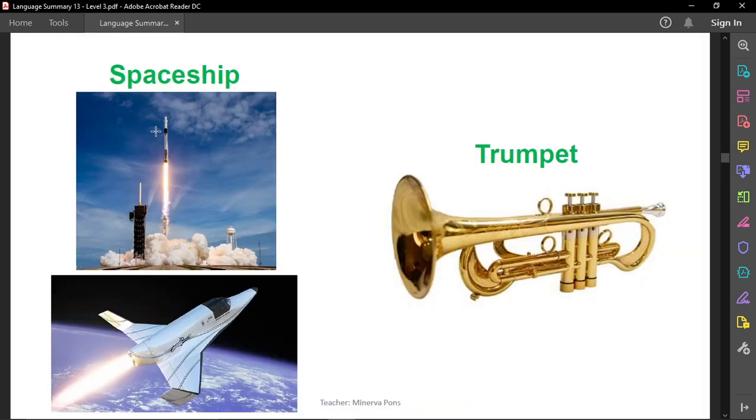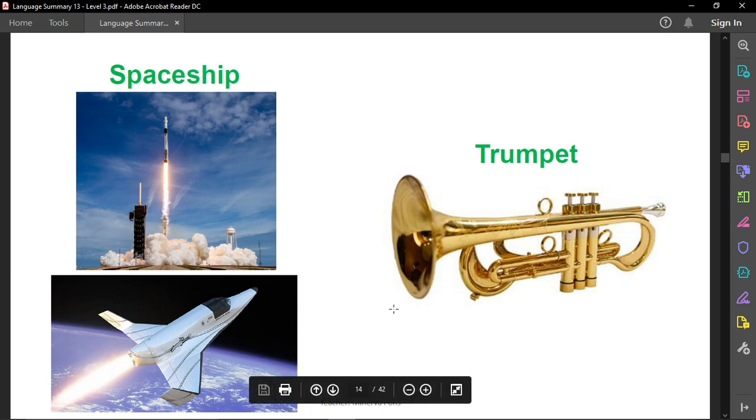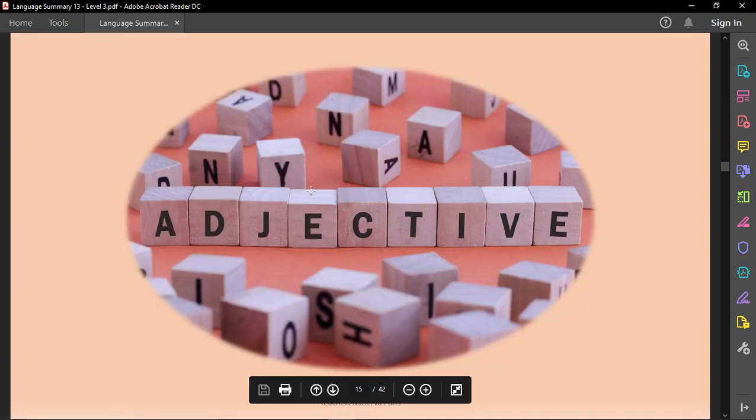Spaceship. It's a ship for space, so it's a spaceship. Trumpet. It's this instrument. This is a trumpet. Okay, let's see some adjectives.